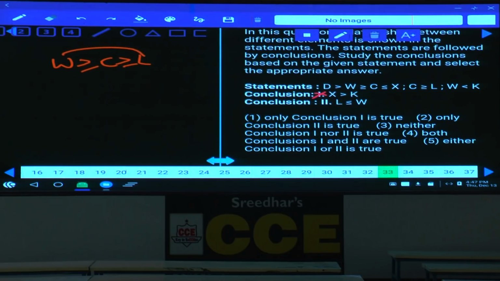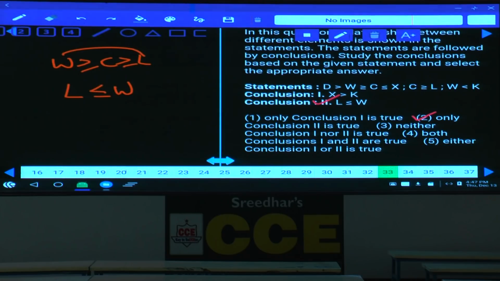W greater than L is 2, which means L is lesser than or equals to W. L is either lesser than or equals to W, either lesser or equal, either 1 or 2, that is choice 5, isn't it? Either lesser than or equals to W, that is definitely true, choice 2. Hence only conclusion 2 is true, choice 2 is the answer, 33.